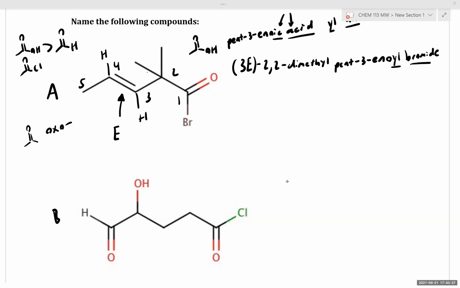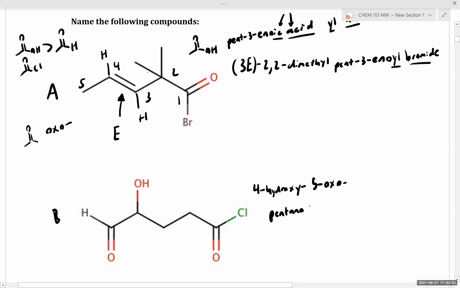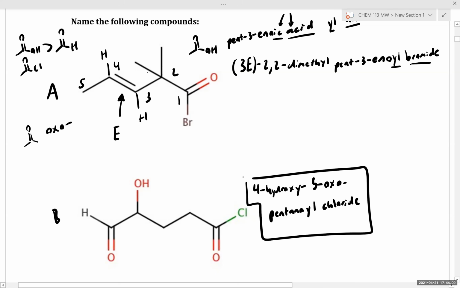So, are there any questions that I can address to help advance our discussion? We have a proposed name for this compound of 4-hydroxy, 5-oxo, exactly right, pentanoyl chloride. What does the class think? Do you agree with this name? Do you disagree with this name?